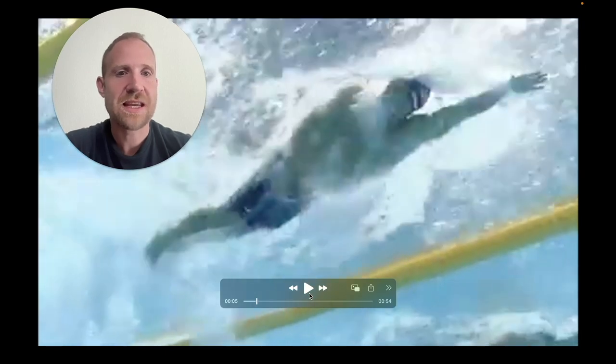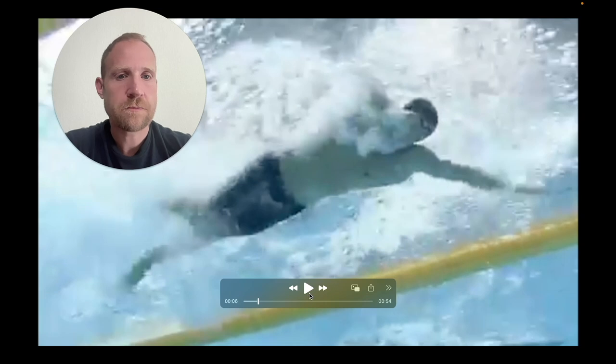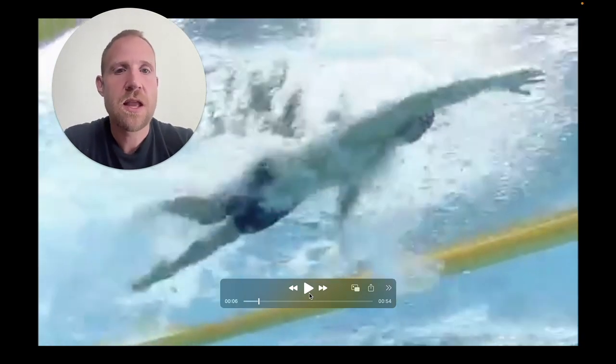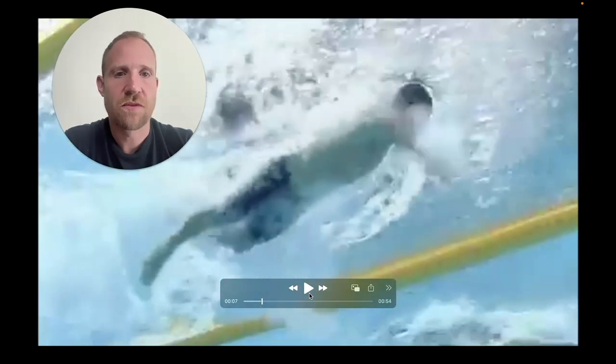And so those are the key skills with timing: breathing with and through the pull, to take advantage of the rotation, a little bit of extra range of motion that's available, and then getting the head back down before the arm recovers over the surface.